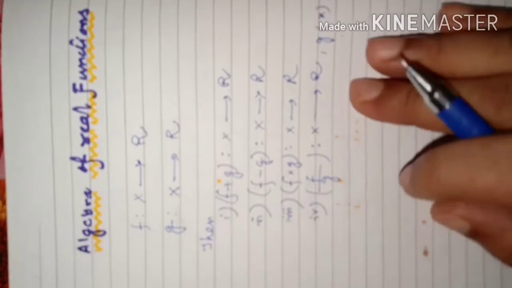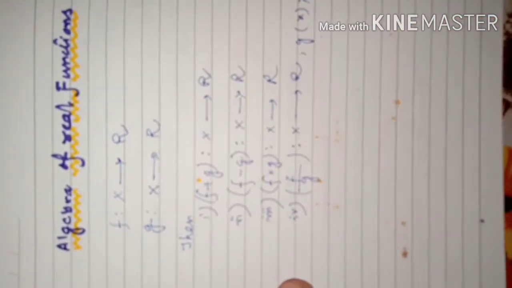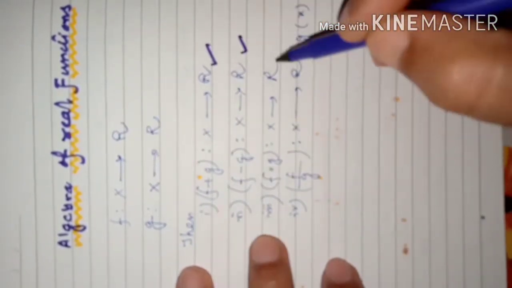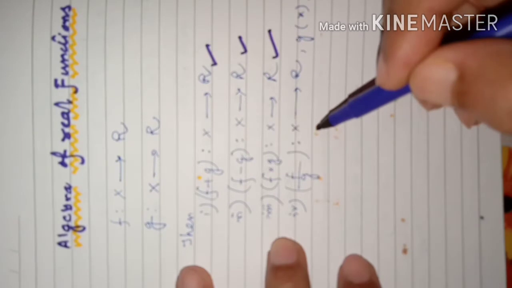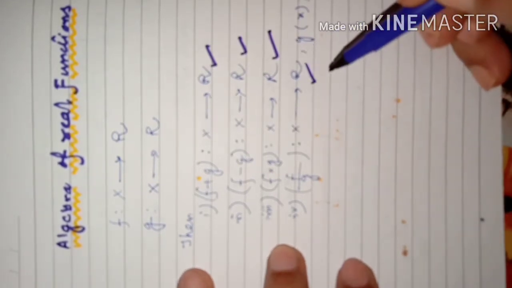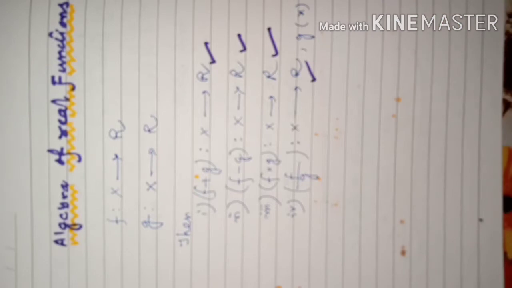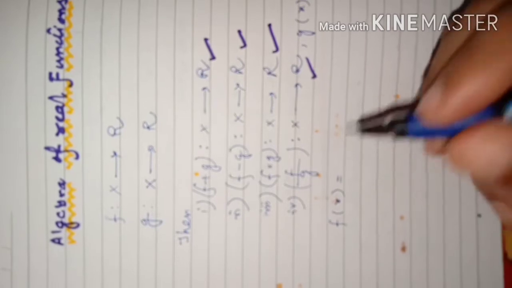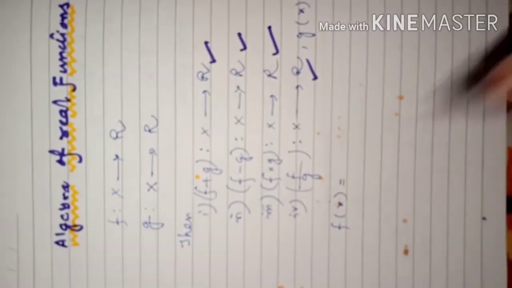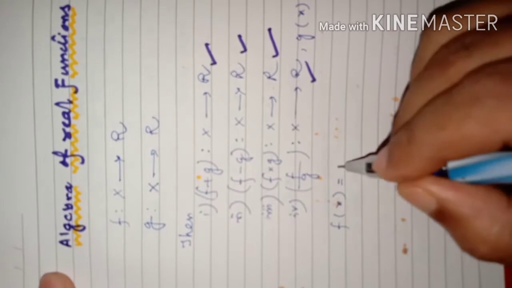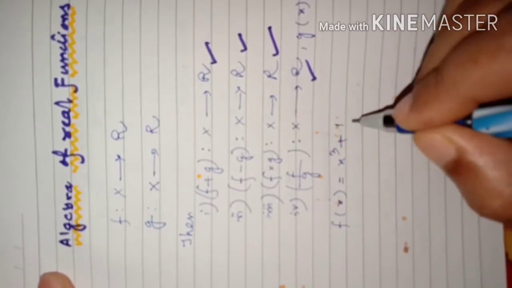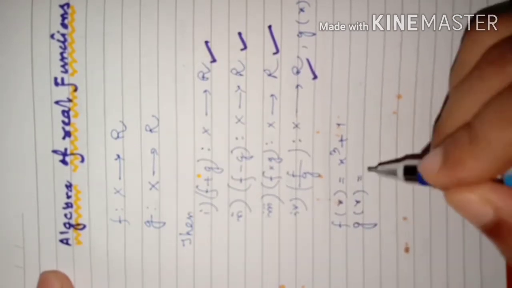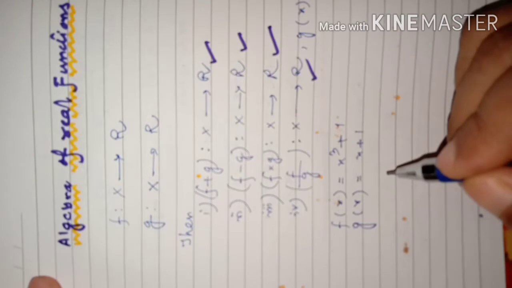It means we can combine two real functions by the addition operation, or by the subtraction operation, or by the product operation, or by the divide operation. That is called algebra of real functions. One example I am giving you. Suppose f of x is given as x cube plus 1, and g of x is x plus 1, be two real functions.